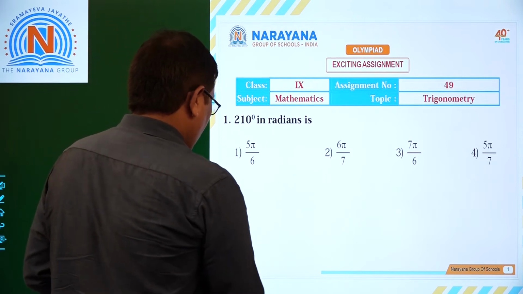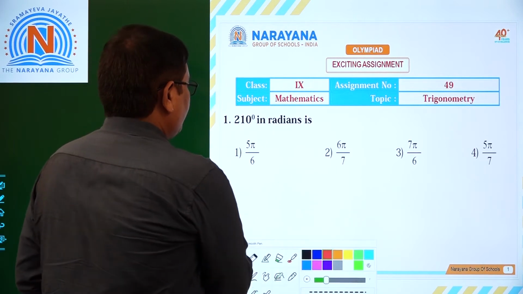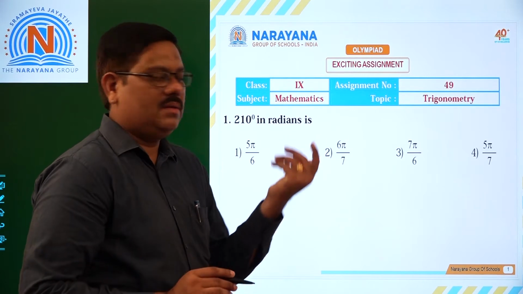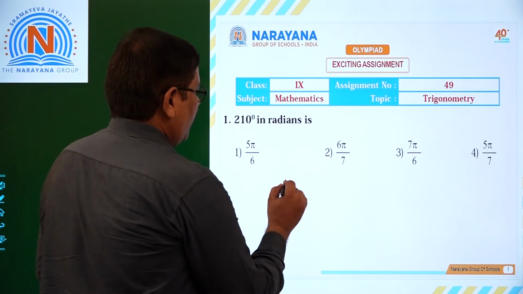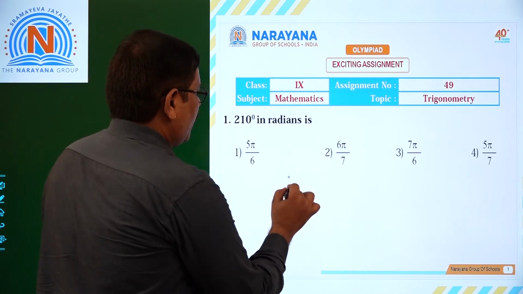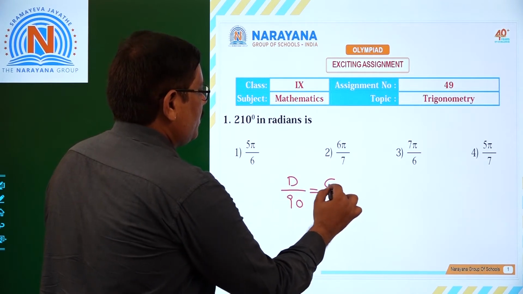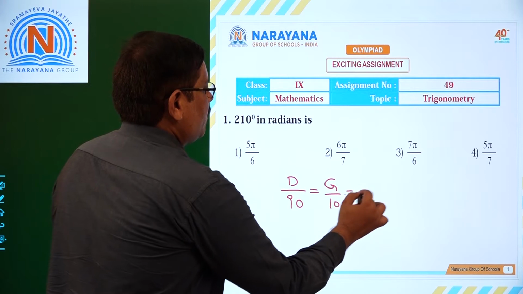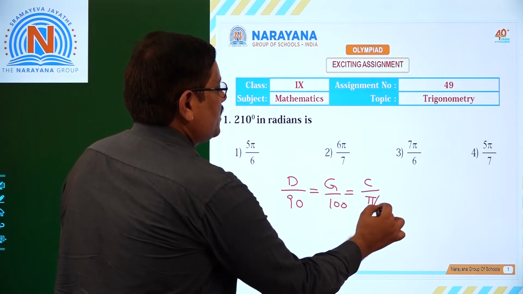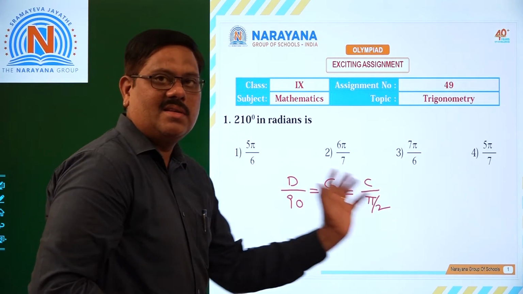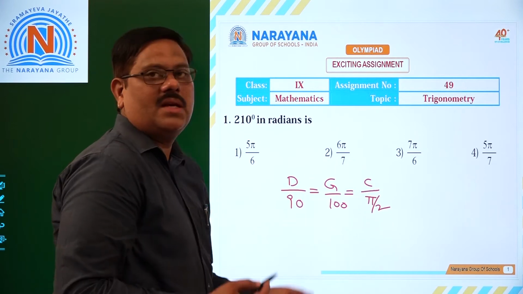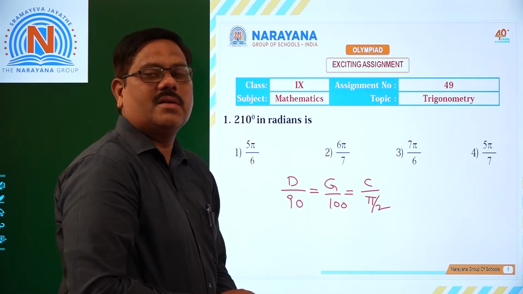So whenever you want to convert one system into another system, what is the rule? Actually we have a relation between the three systems, that is D by 90 is equal to G by 100 is equal to C by pi by 2. This is the relation between the three systems, degree, grades as well as circular or radian system.